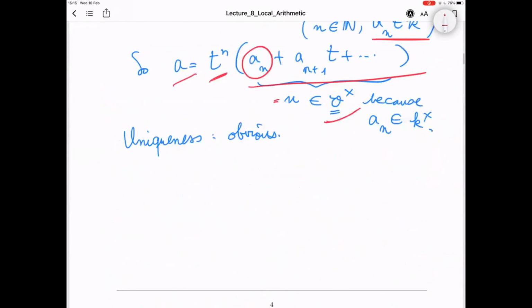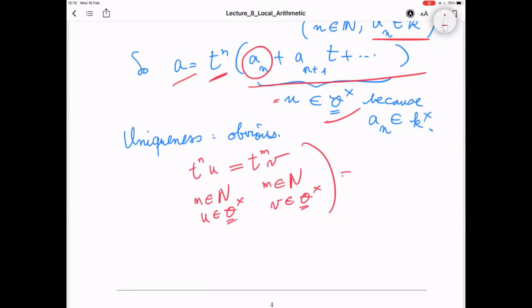Can you write, if you have t to the n times u, where n is in N and u is in O star, equal to t to the m times v, where m is also in N and v is in the units, then we want to conclude that m is equal to n and u is equal to v, right? So this is absolutely obvious, and there's nothing really to be proved.